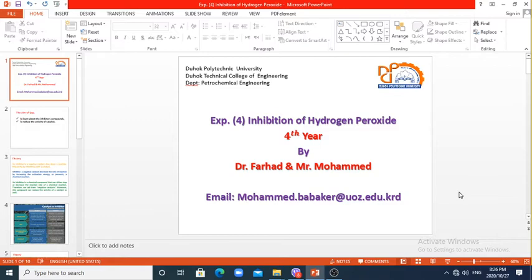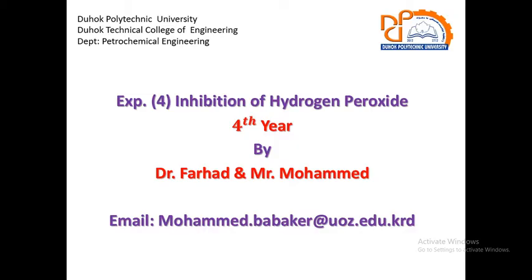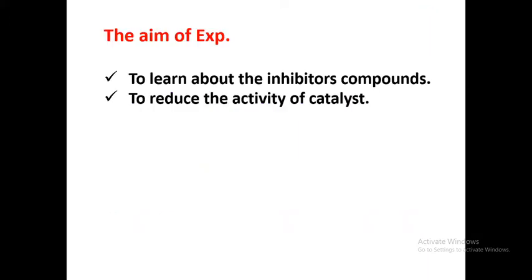Hi student, in this record I will explain experiment number 4, inhibition of hydrogen peroxide. Aim of the experiment: to learn about inhibitor compounds that reduce the activity of the catalyst.